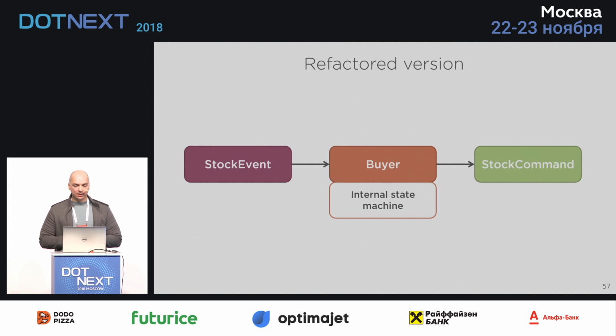So what's the alternative here? How can we refactor it? The alternative is to represent the buyer as a state machine that accepts events from the auction and then generates some commands. And this command then will go back to the auction and will bid on separate items.